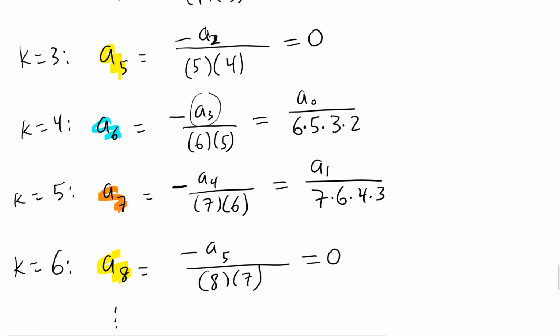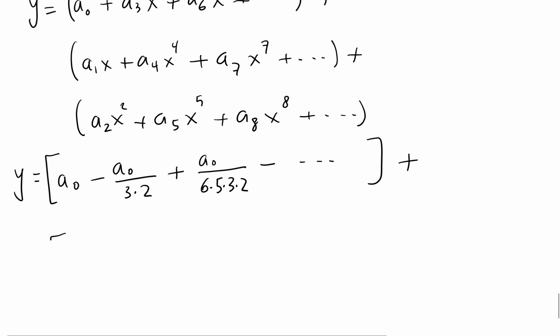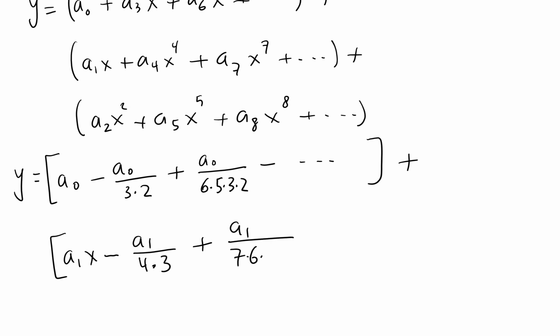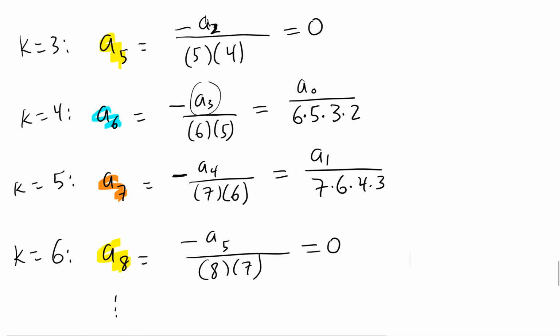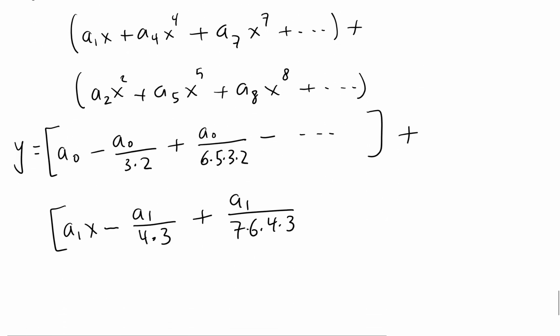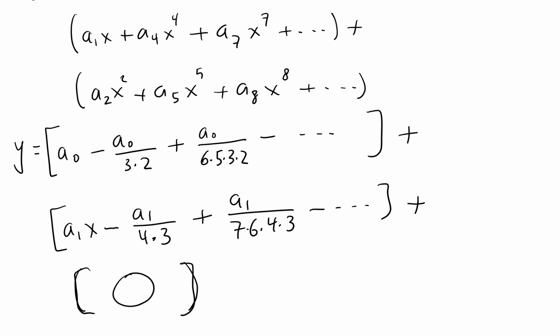So let's put these two in there as a function of A1. So it's A1x. Instead of A4, we replace it with, if I'm not missing, 4 times 3 like that. Plus, the next one is A1 over 7 times 6 times 4 times 3. Because the fifth term was missing, yes, and the 2 missing. Minus some other terms. Plus, the next one, guess what? This is all 0, because a2 was 0, a5 0, a8 0.